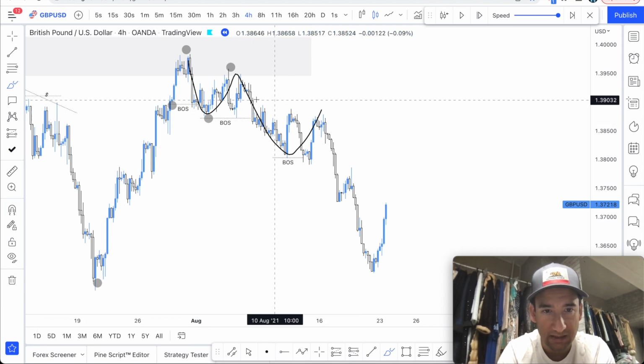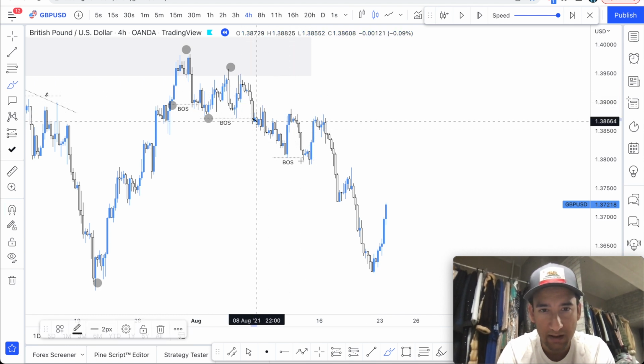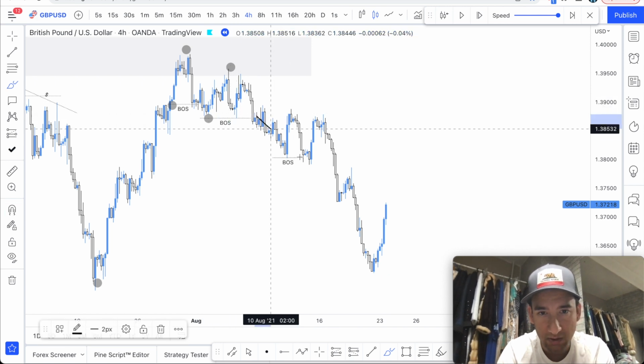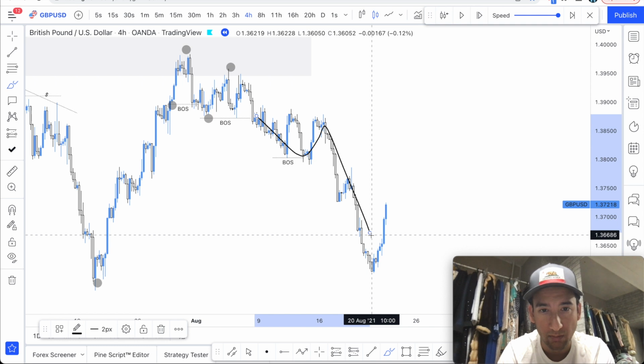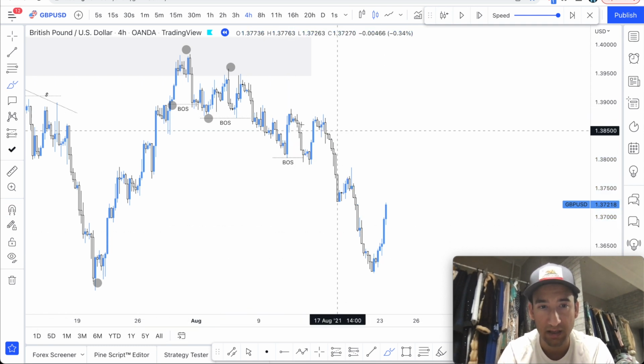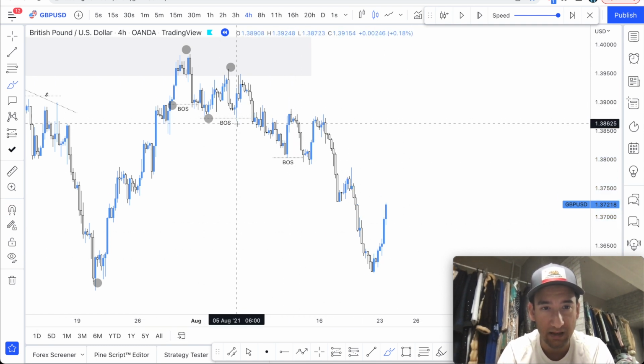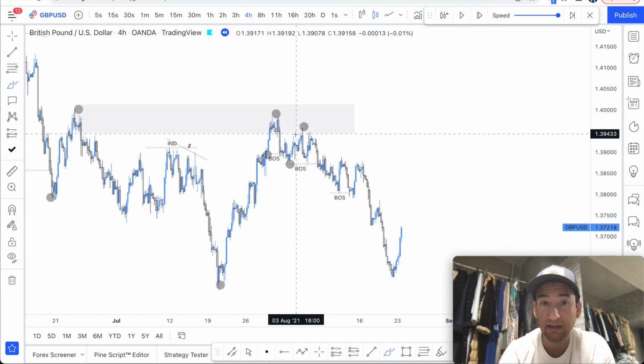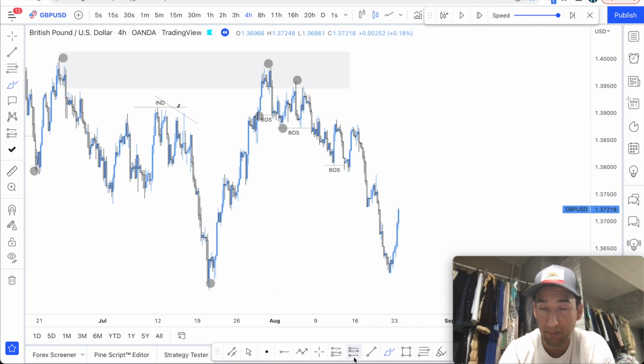Didn't fully mitigate this entire block, which is okay. Price is reacting off to a break over here. So break, mitigation, and then boom, price just continues here. And this is what's considered an amazing healthy order flow, and this is what we're expecting as traders. This is what we'd like for price to do.